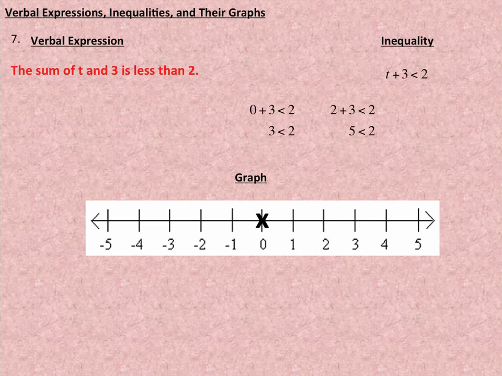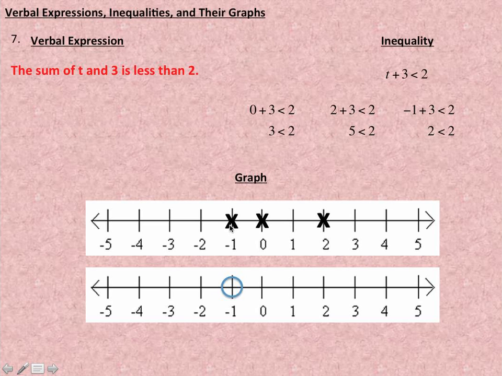Pick another number. 2. If t was 2, did it work? Well, 2 plus 3 is 5. 5 is not less than 2. It did not work. All right, find me a number that works. Try negative 1. Is negative 1 plus 3 less than 2? Well, no, 2 is not less than 2. But notice they're equal. That's the boundary. So negative 1 doesn't work, but it is the boundary. So on my final product, there's my circle. Notice it's open because there's no equal sign.